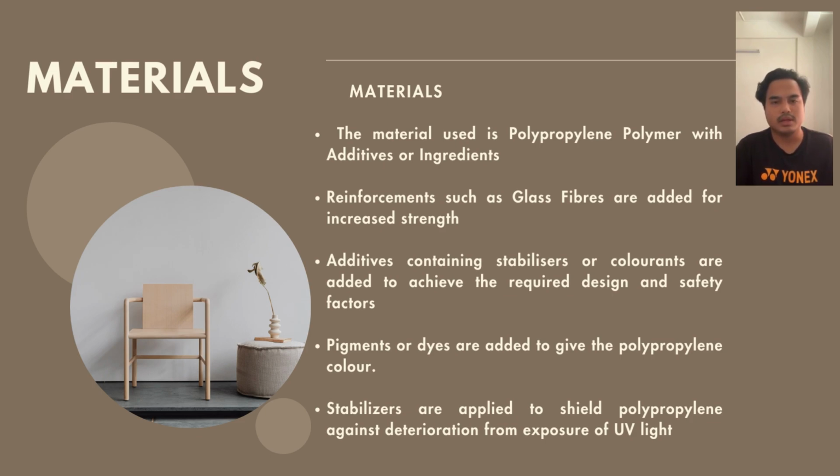This includes monitoring the copolymer content and molecular weight distribution if any copolymerization with other monomers is involved, and the arrangement of the monomer units in the polymer chain. To give the polypropylene color, pigments or dyes are applied. Stabilizers are applied to protect the polypropylene against deterioration brought on by exposure to UV light. When the chair is used outside, this helps keep the chair's color and structural integrity intact.